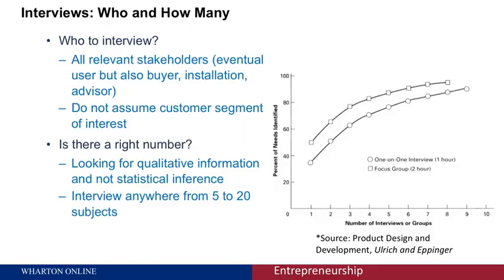What is really important to keep in mind as you determine who to interview is that one should not assume the customer segment of interest. You might have decided that the right user of your product is somebody aged between 20 and 35 who is from an Ivy League university working in consulting or in software. But that's making too big an assumption too early, and so it's important that your sample be sufficiently varied. Now, the question is, what's the right number?